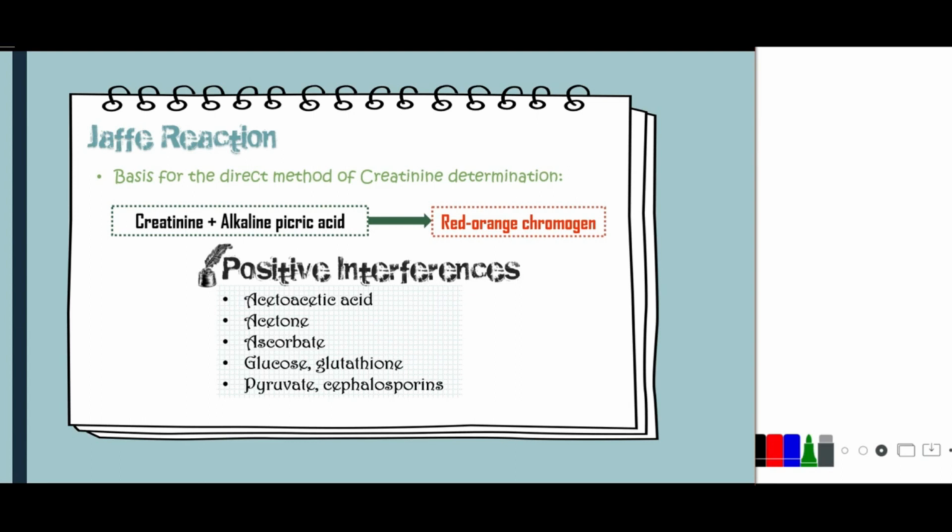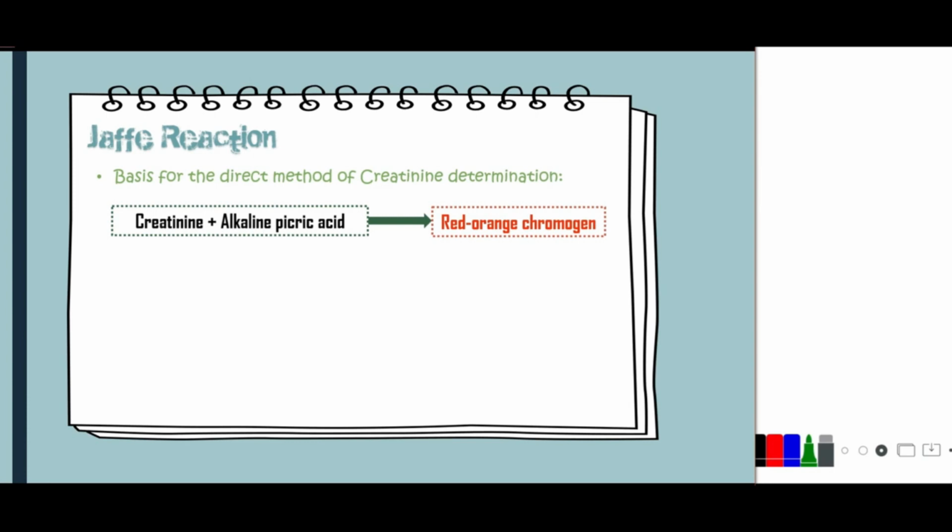Okay? So because of this problem, the basic Jaffe reaction has been modified. One of the modifications included the addition of adsorbents. Okay, so that's why we have here your Jaffe with adsorbent method. So what's the purpose of the adsorbent here? As the name implies, an adsorbent will adsorb other substances out of the sample, so that picric acid will only react with your creatinine.